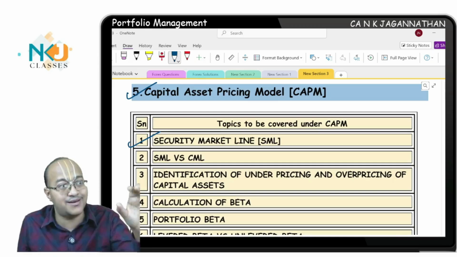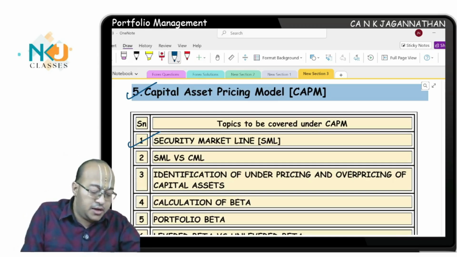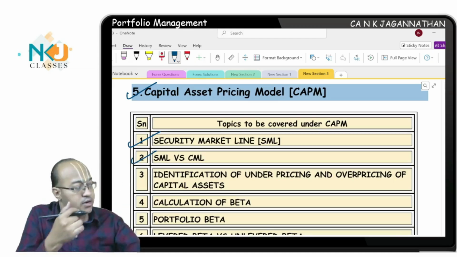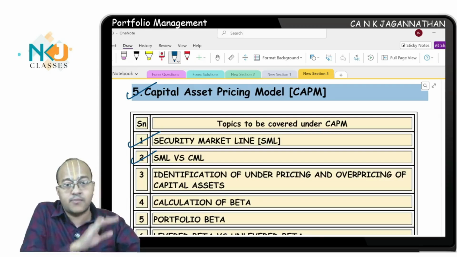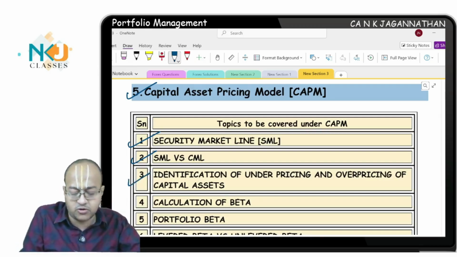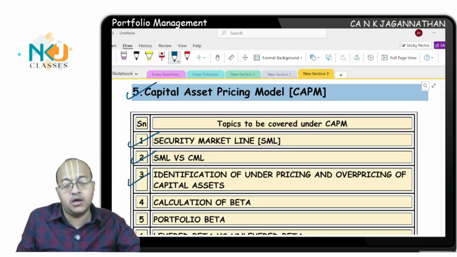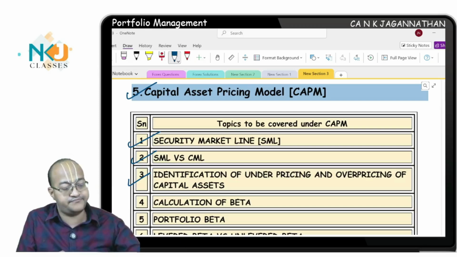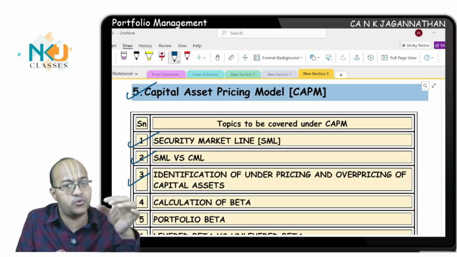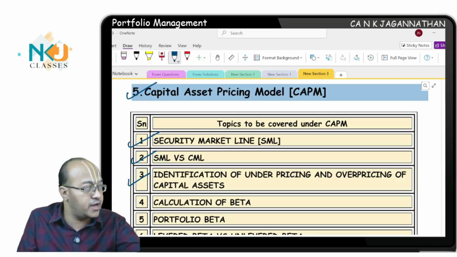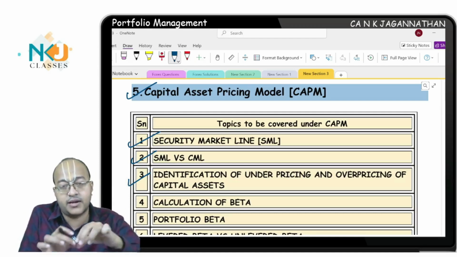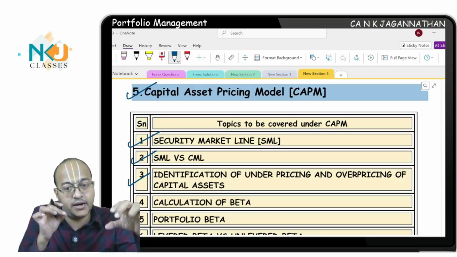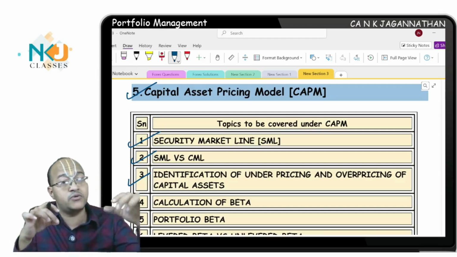Security market line is nothing but graphical representation of the CAPM model, and then SML versus CML, the capital market line which we discussed in the previous segment, that we will consider, and then we will find out the differences between capital market line and CAPM. Then identification of under and overpricing of capital assets. Okay, using KE and expected return, how to find under or overvaluation. See, in the security valuation chapter we found out the value of the security, then we compared the value with price of the security and then made decision. Are you understanding? Here what we are going to do is that we compare the expected return and required rate of return, and then we will find out valuation of the security based on this.